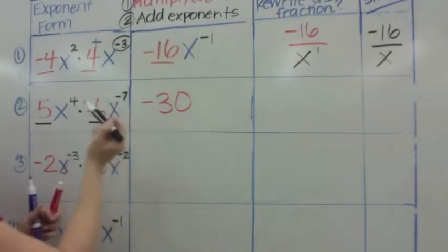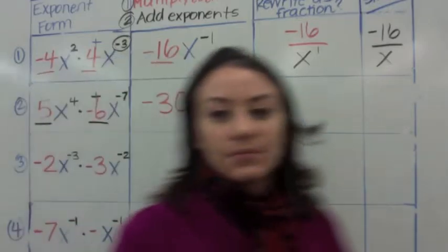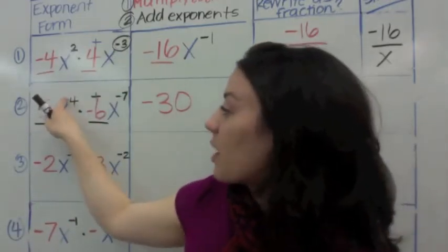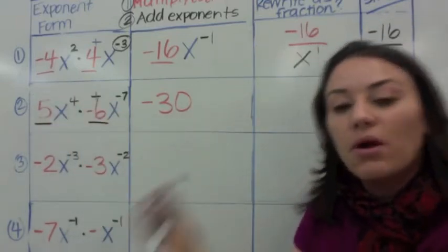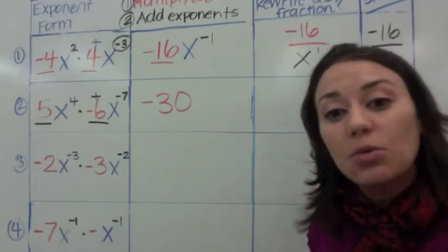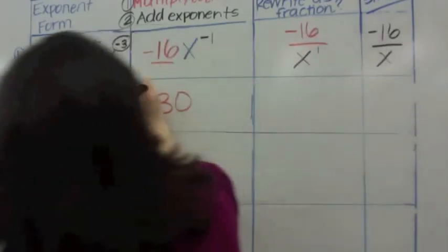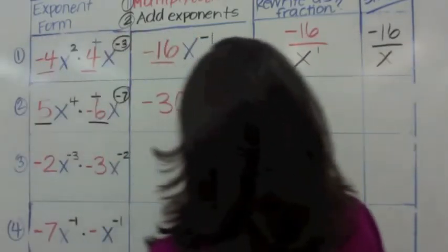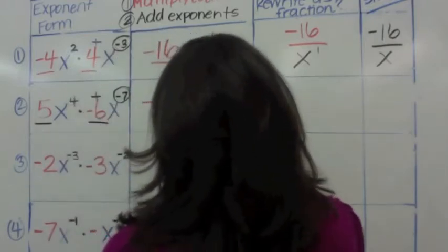Then you're going to add exponents. So you have a positive 4. There's nothing in front of it, so it's positive. Positive 4, and you're trying to add a negative 7. So a positive 4 and a negative 7. Different signs subtract. So what is 7 take away 4? 7 minus 4 is 3. And the sign of the bigger number is negative. So we're going to say x to the power of negative what?